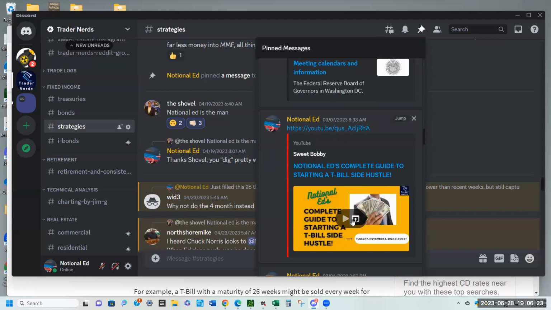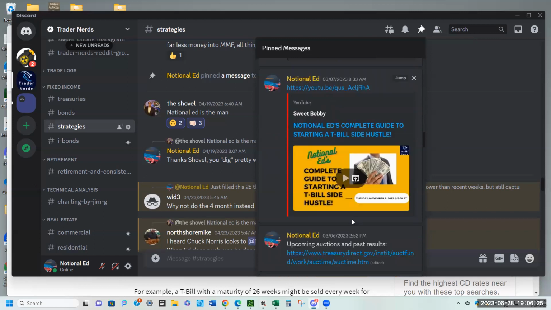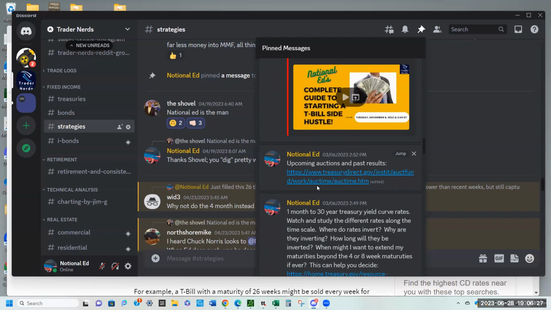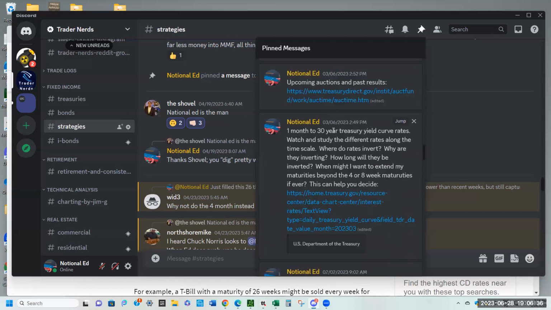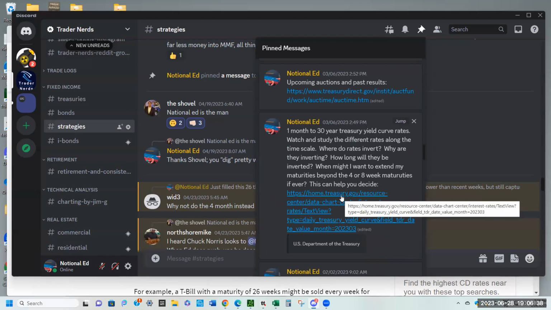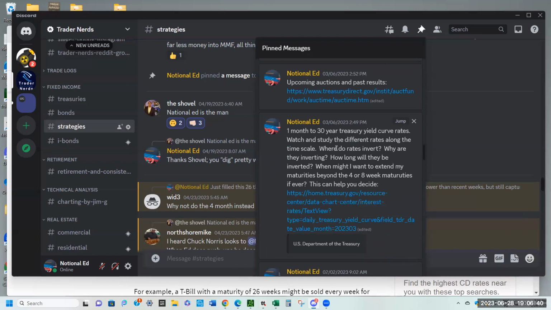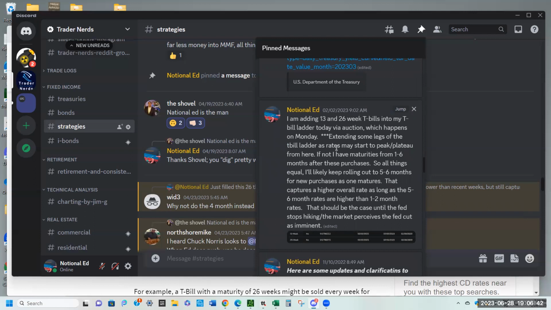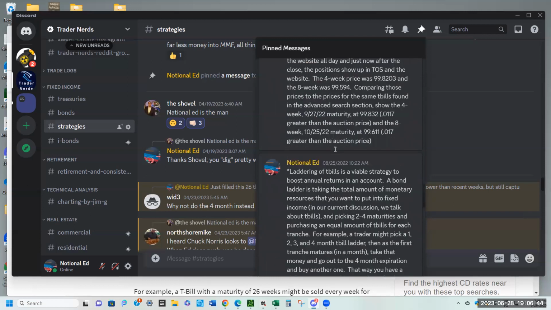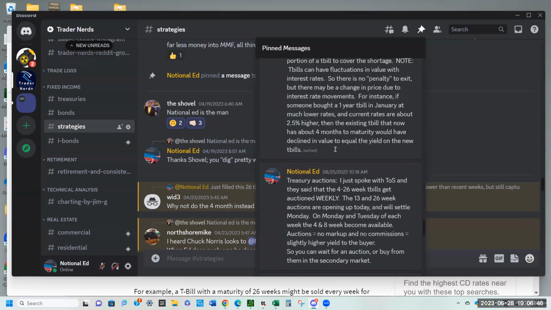Here's my original one. So take your pick there. I have some of these pages that I have tonight that you'll see are also in here, upcoming auctions and past auctions at treasurydirect.gov. The Treasury yield curve page, you're about to see these in the seminar. And all kind of little thoughts and tidbits that I've put in here.